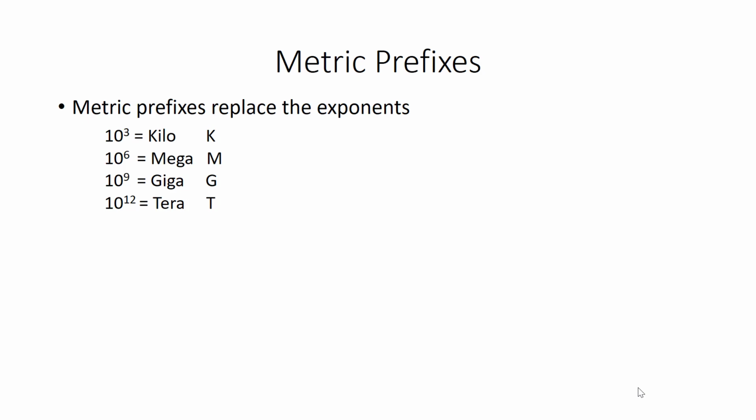You can also go smaller than the base value. 10 to the minus 3 is milli. 10 to the minus 6 is micro. The symbol there is actually the Greek letter mu. It looks kind of like a little letter U. 10 to the minus 9th is nano. And 10 to the minus 12th, pico. These are, again, the typical values you see in electronics most of the time.